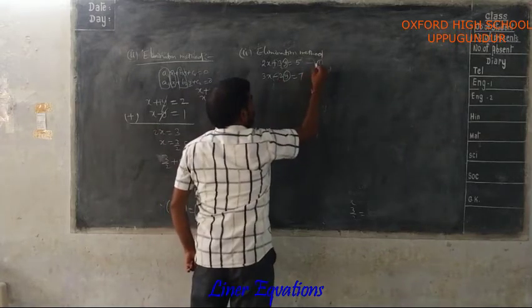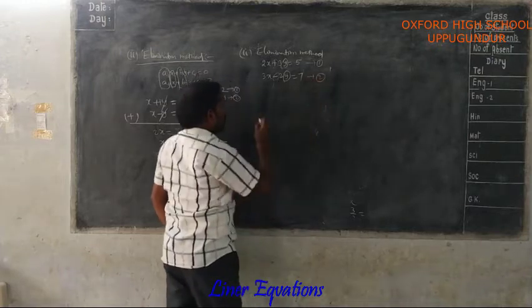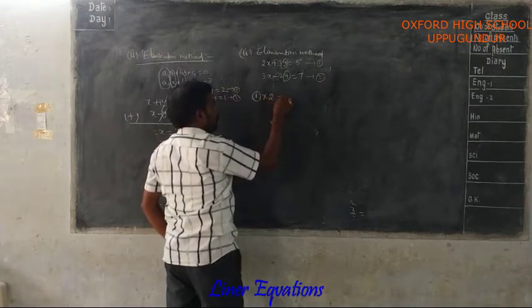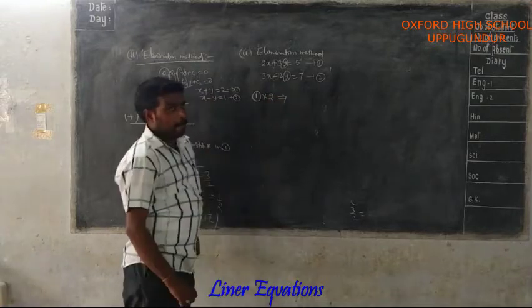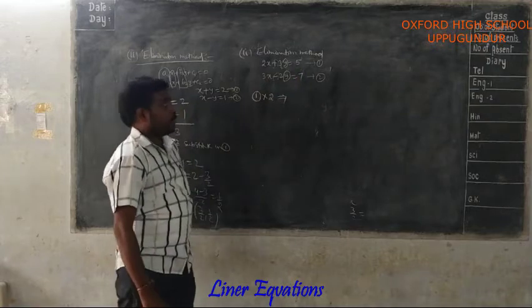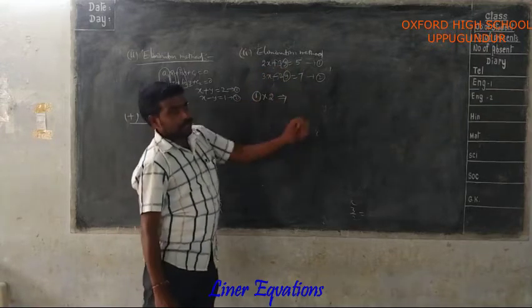So equation 1, equation 2. First we are multiplying the first equation with 2. Implies all the 3 terms you have to multiply with 2: the x variable term, the y variable term, and the constant.